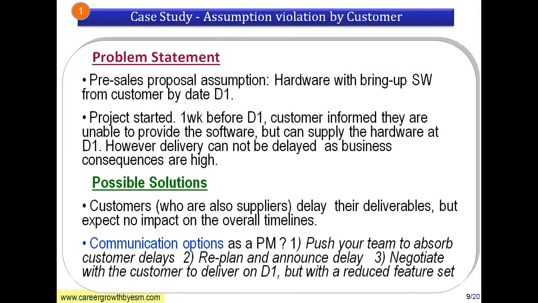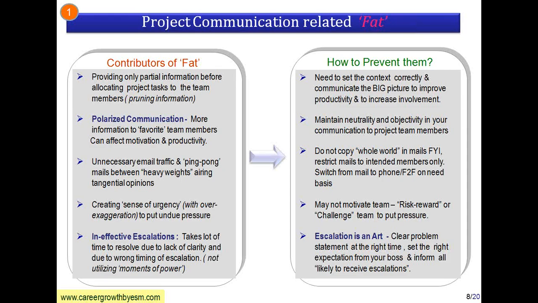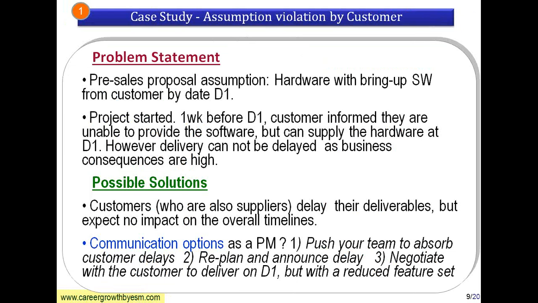So I've taken a case study for project communication. This is assumption violation by customer. Let's take a pre-sales proposal. It says that in the pre-sales assumption the hardware board will be brought up by the customer on date D1. Now the project has just started, and one week before D1, the customer informs that they are unable to provide the hardware by date D1. However, the delivery cannot be delayed as the business consequences are high.